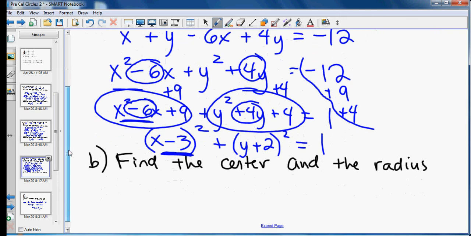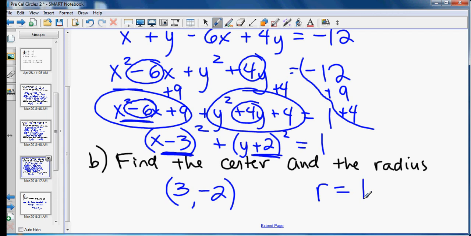Lastly, we find the center. So we're subtracting the 3, so the x value is 3. We're subtracting a negative 2 right here, so negative 2. So you can just think about it if you want as you're flipping the signs. And then the radius, the square root of 1, is 1.